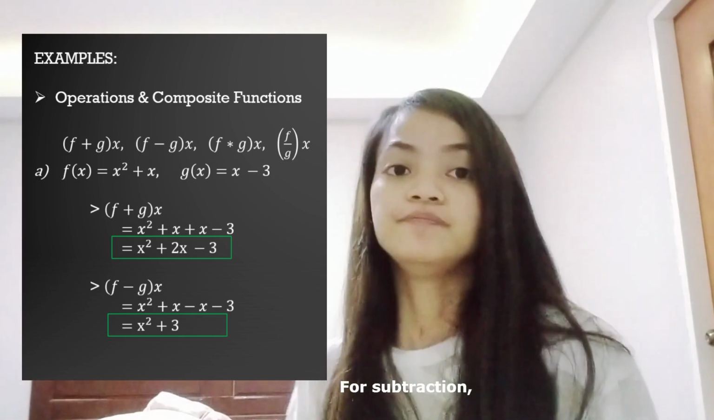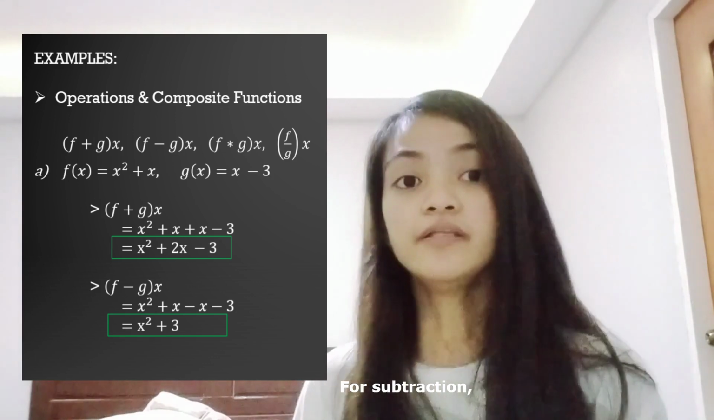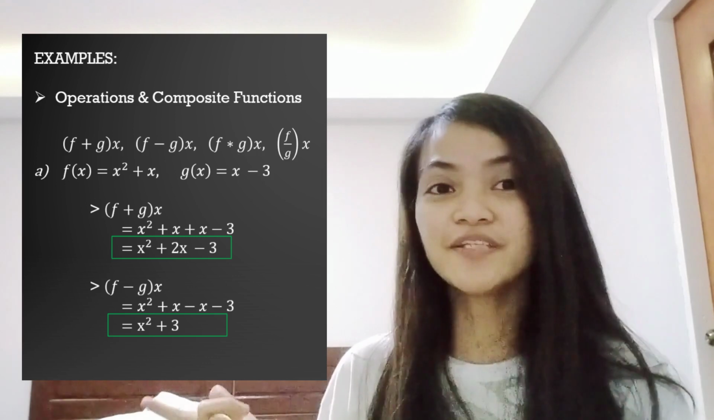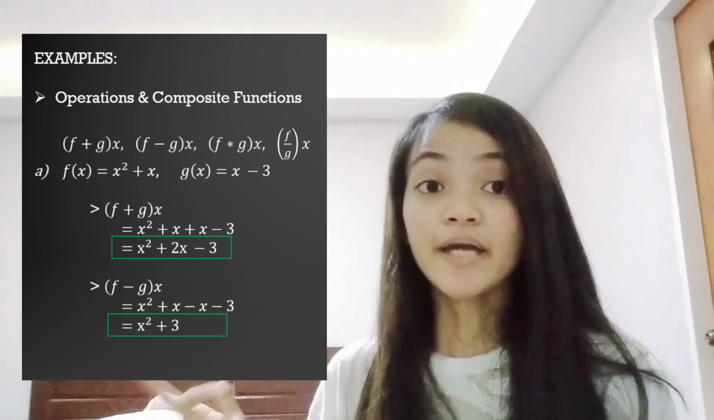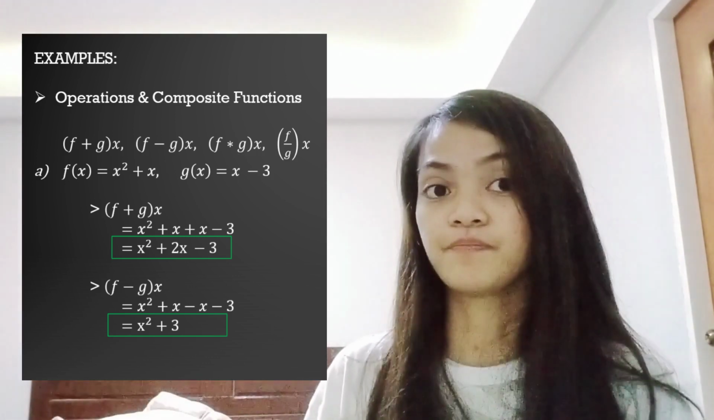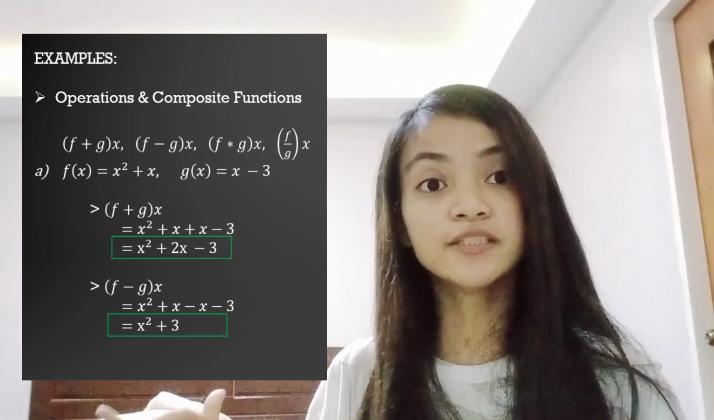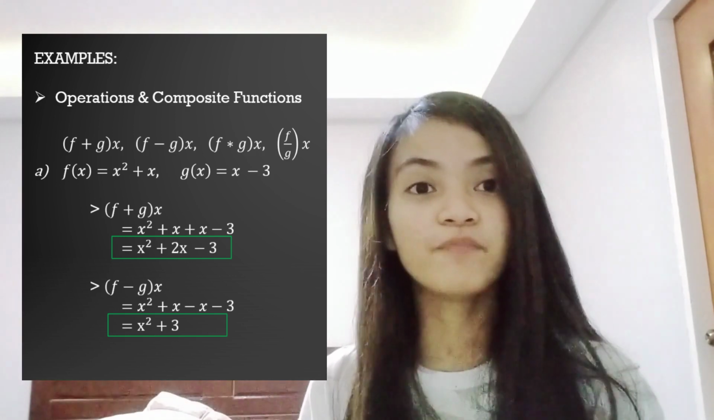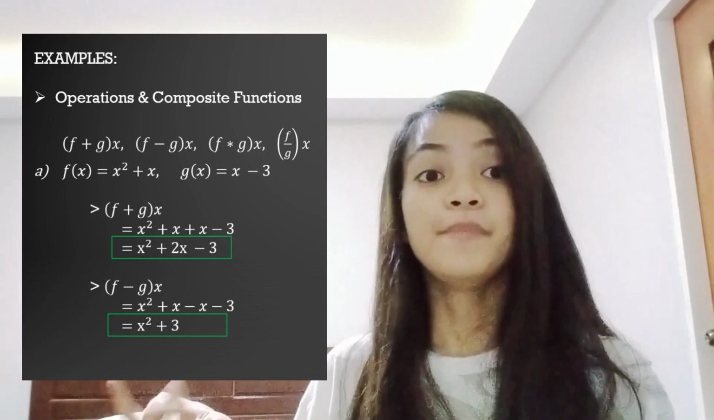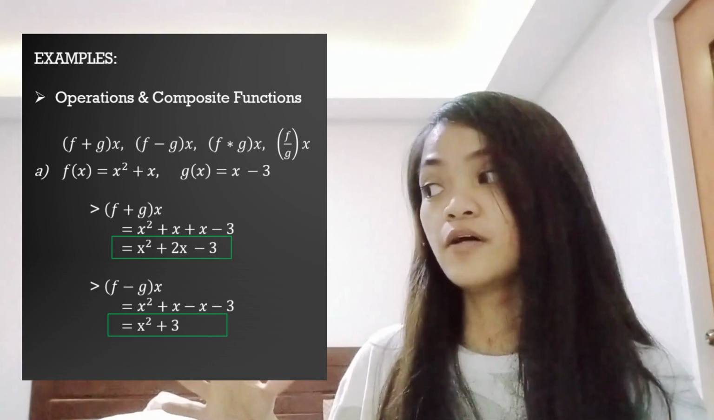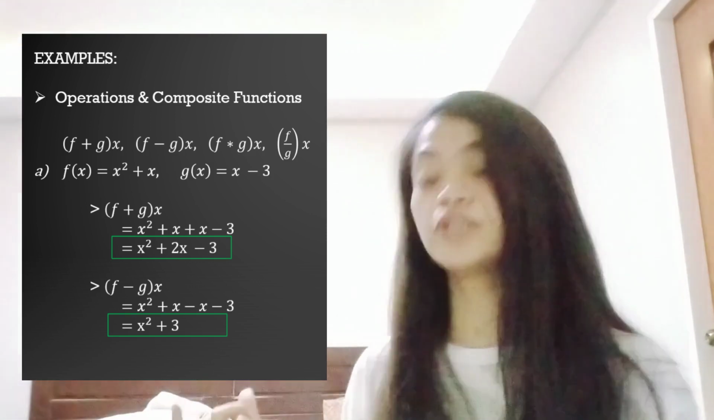For subtraction, we have the same givens, f minus g of x. Our given is x squared plus x minus x minus 3. So, bring down the x squared, then cancel the x, kasi wala naman tayong makukuha ang value sa kanila. So, plus 3 ang answer na lang doon. So, ang final answer is x squared plus 3.